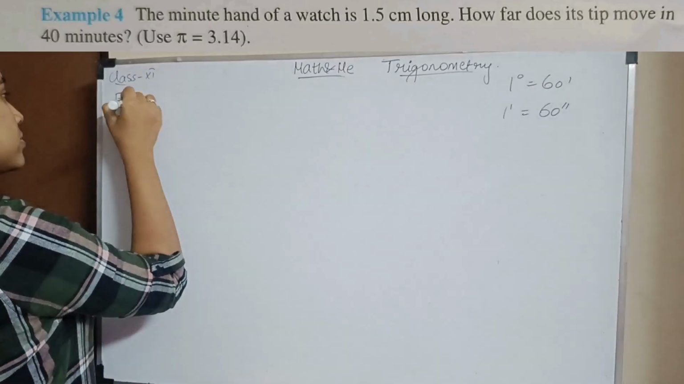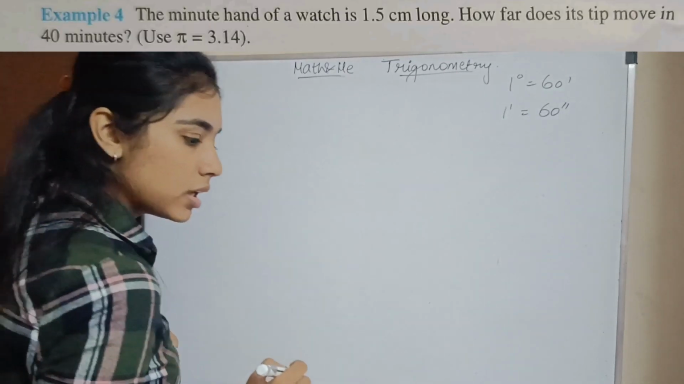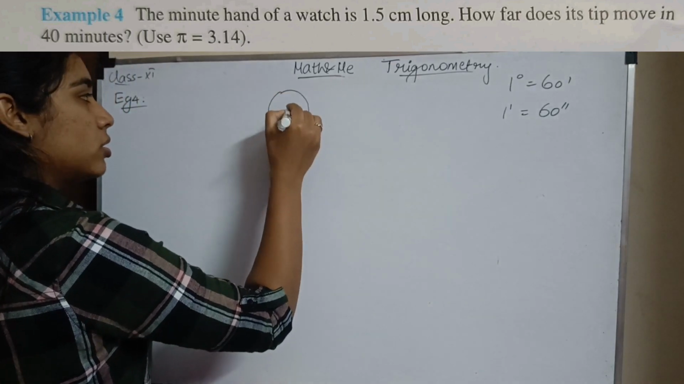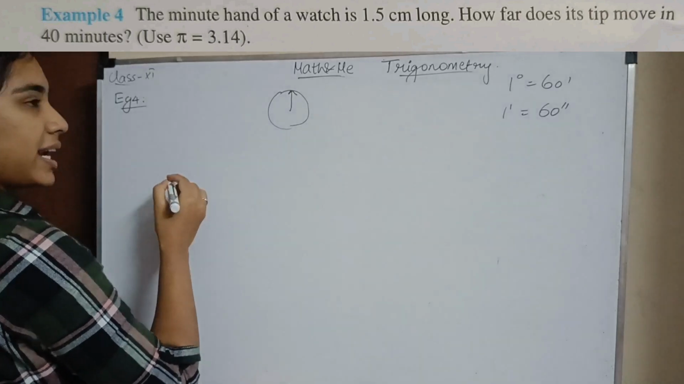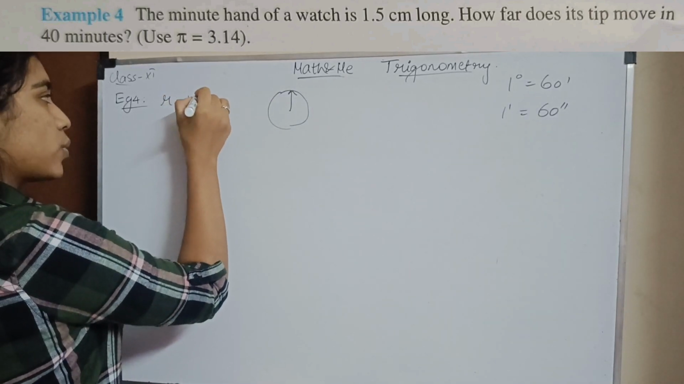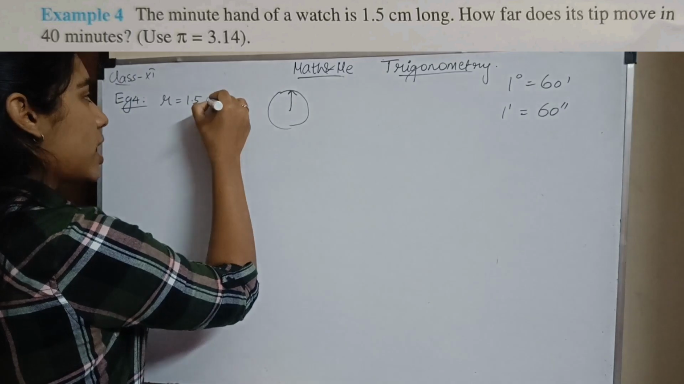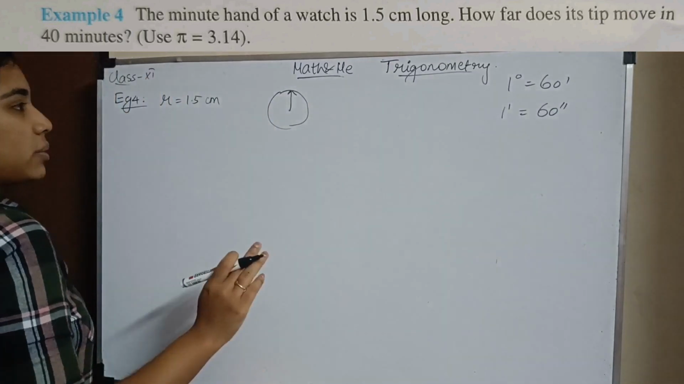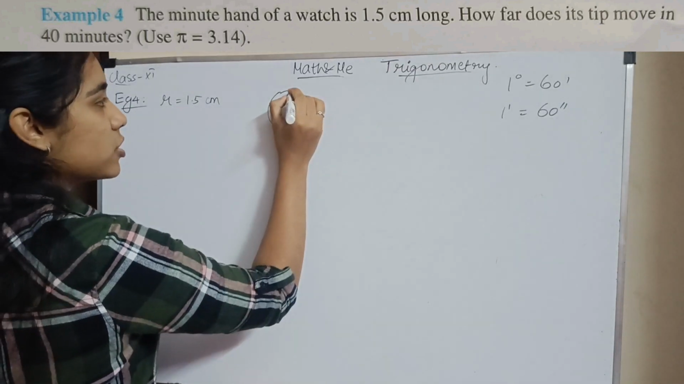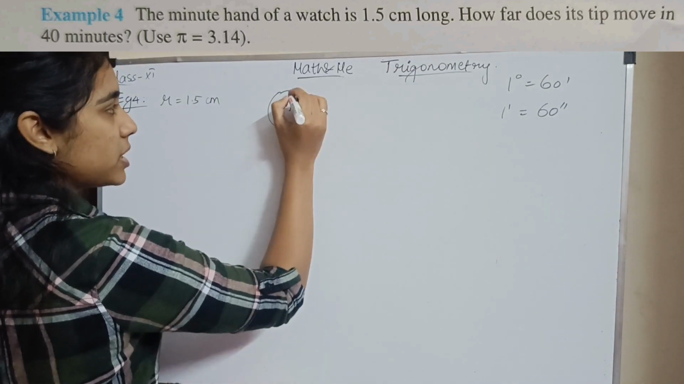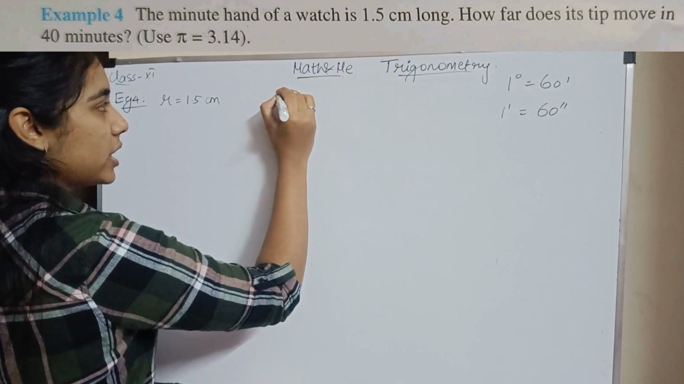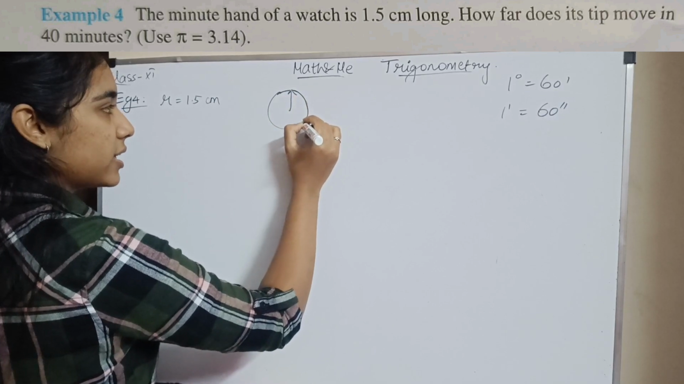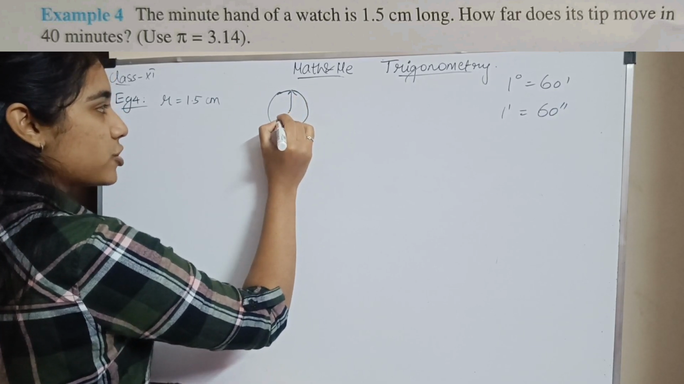Example 4. The minute hand of a watch is 1.5 centimeter long. How does the minute hand look? It will be like this, so this is the radius. It is given that the radius is 1.5 centimeter long. How far does the tip move after 40 minutes? If the tip is here, where will it be after 40 minutes? My minute hand always goes in the clockwise direction, so if it rotates like this, the final position will be here.